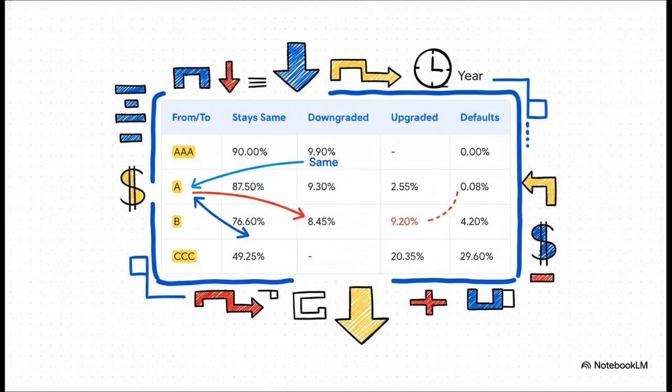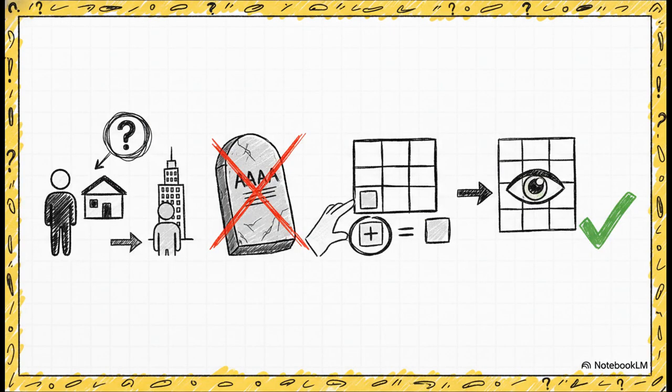So, for example, let's look at the A row. You can see there's an 87.5% chance it's still an A-rated bond in a year, a 9.3% chance it gets downgraded, and a teeny tiny 0.08% chance it actually defaults. And you can bet the exam is going to test you on reading these things. A classic trick is to ask for the probability of a downgrade to, say, BBB or lower, which means you've got to be sharp and sum up all the relevant probabilities from the table. So please, don't just memorize what a transition matrix is, practice actually pulling the data out of one.